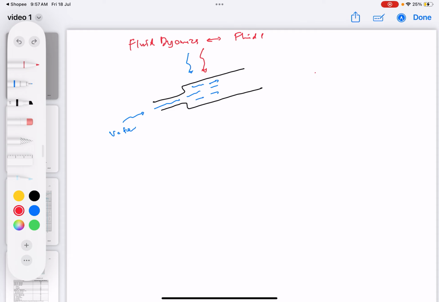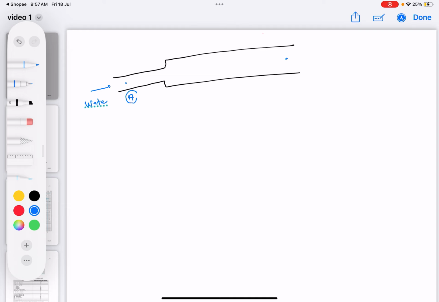I'm going to draw a pipe. So let's say I have a pipe that looks something like this. Inside the pipe, again, I'm going to have water flowing. Let's say I'm interested in these 2 points. Let's name this one point A, and this one point B. So the water is flowing from point A to point B.